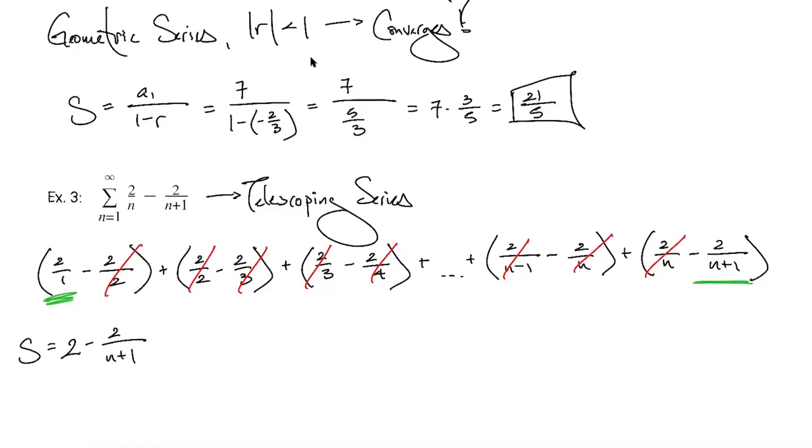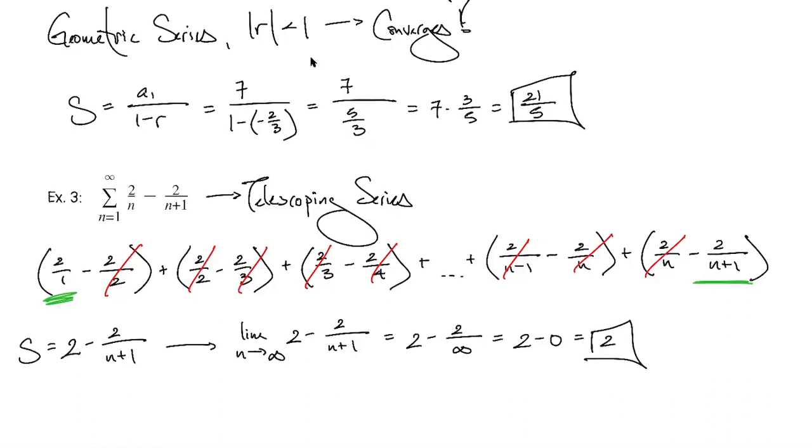Okay, so the geometric formula is the same every time. The telescoping one, you do have to work through it and find out what it is. But once you have this, if you take the limit of s sub n as it goes to infinity, that does give you the sum, okay? And so we'll get 2 minus 2 over infinity, which is 2 minus 0, which equals 2.